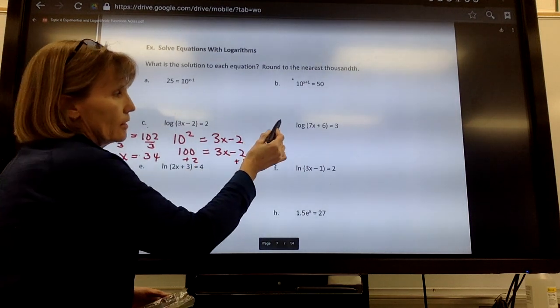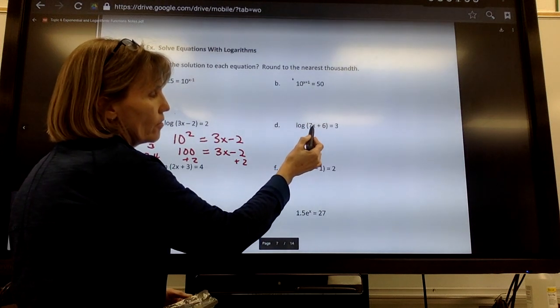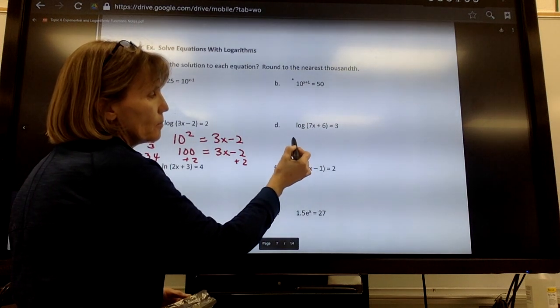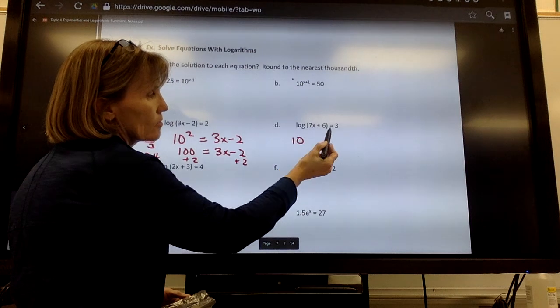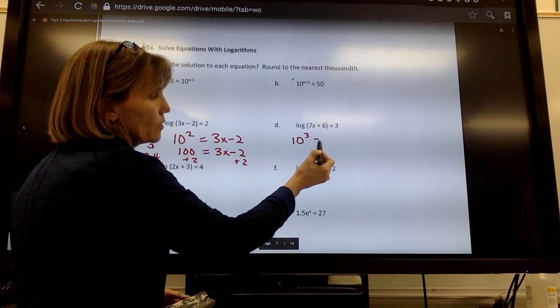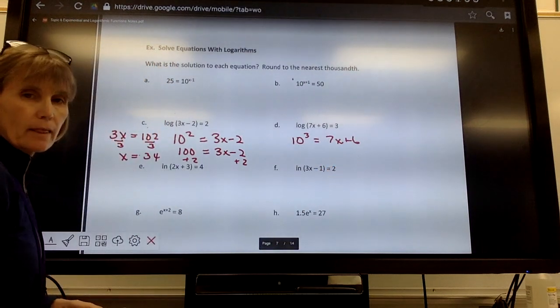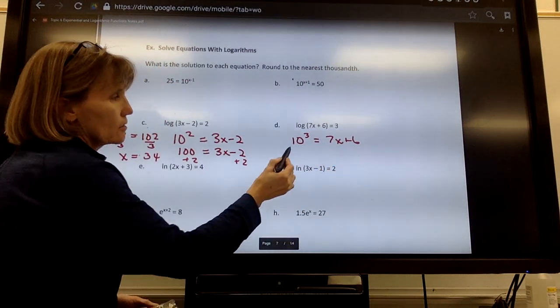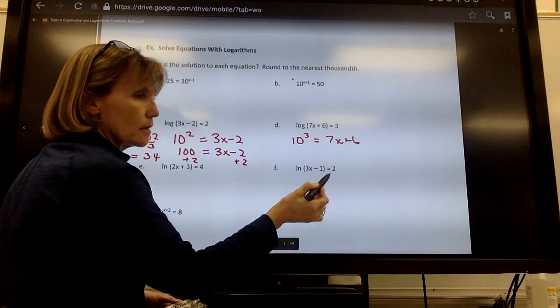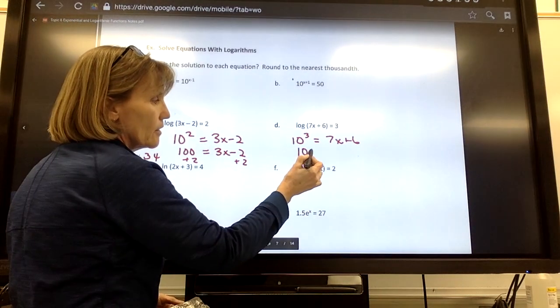Okay, if I look at letter D, it says the log of, there's no base here, so we know that's a base 10. So that's raised to the third power is going to equal this 7x plus 6. Okay, and from there we solve for x. So 10 to the third power, 10 times 10 times 10, is 1,000.